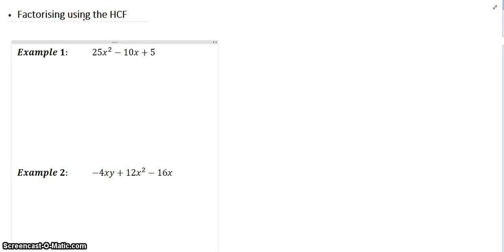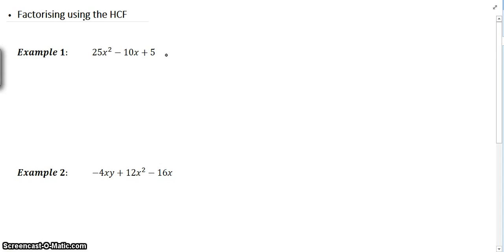Alright, so we're just going to make a bit of a jump from expanding to factorizing using the highest common factor. So that's what HCF stands for. When we're factorizing using the highest common factor, what we have to have a look at is all our terms. So our terms at the moment are 25x squared minus 10x and 5.